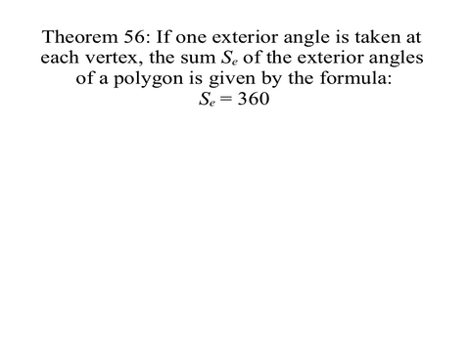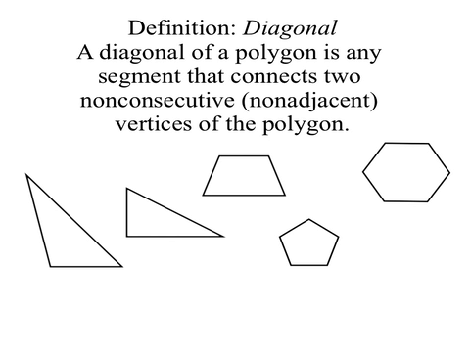And that brings us to Theorem 56. If one exterior angle is taken at each vertex, the sum of the exterior angles of a polygon is given by the formula S, for sum, is equal to 360 degrees. It's an interesting formula because it's just the constant 360 degrees. It applies to all polygons.